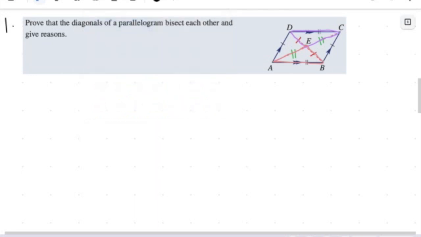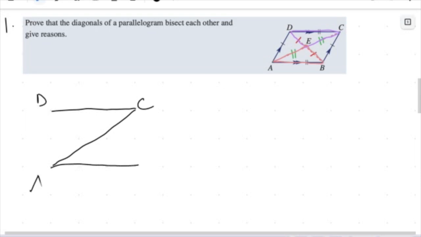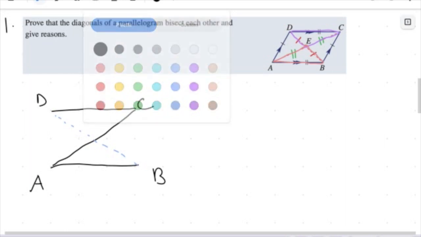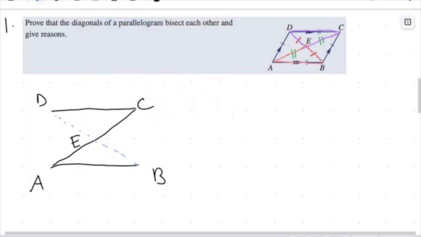So say I take this and I draw it down here. And I'm going to label this in the same way so you can see where I'm going with this. And I will draw this line here to represent my diagonal. And I want to make some observations. So this is side E.